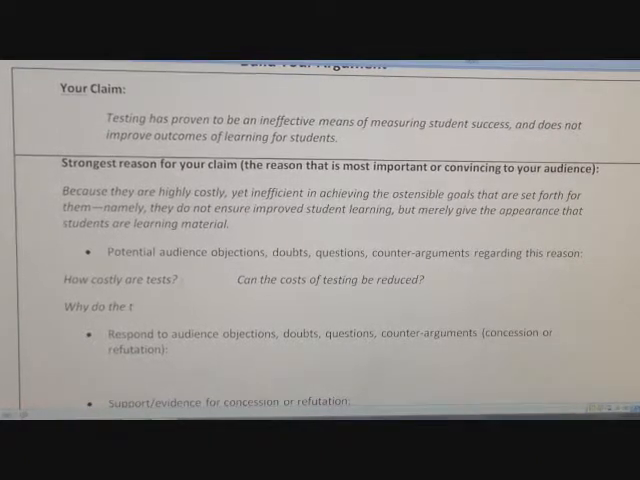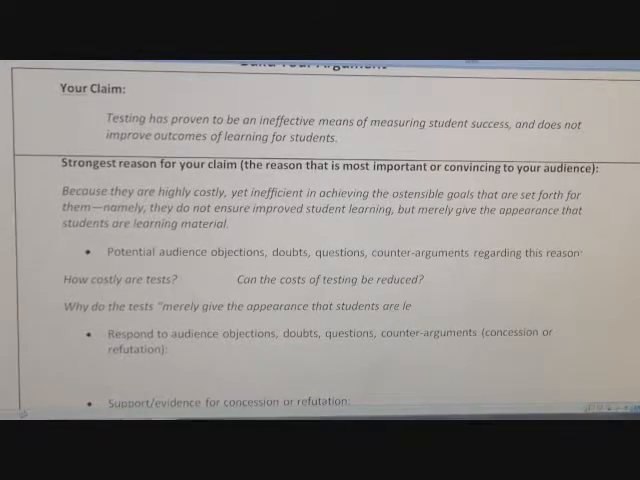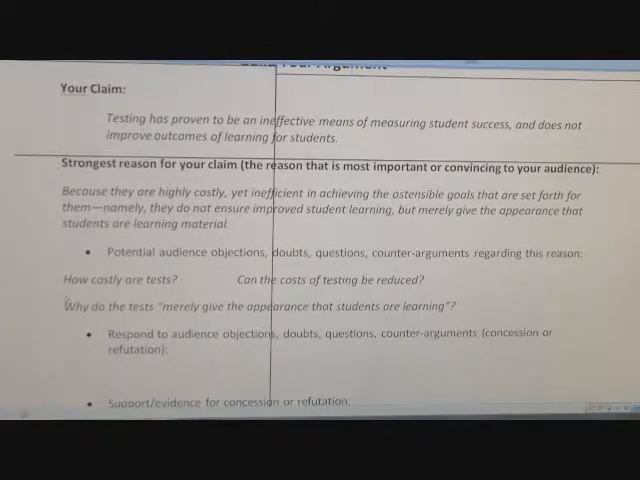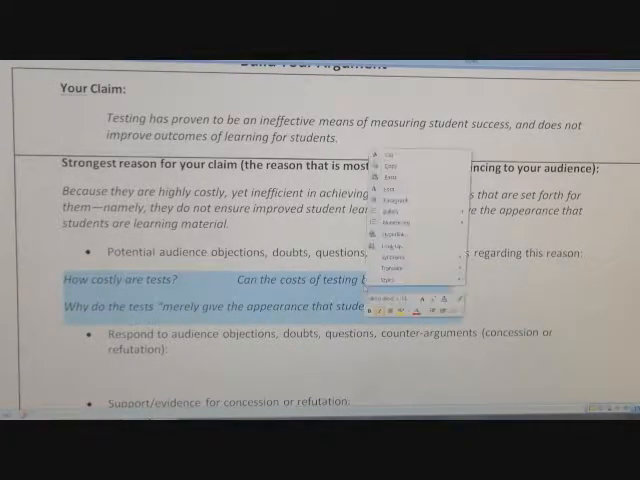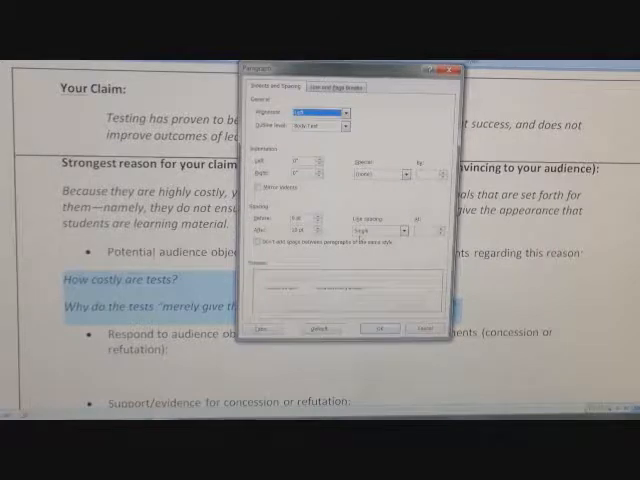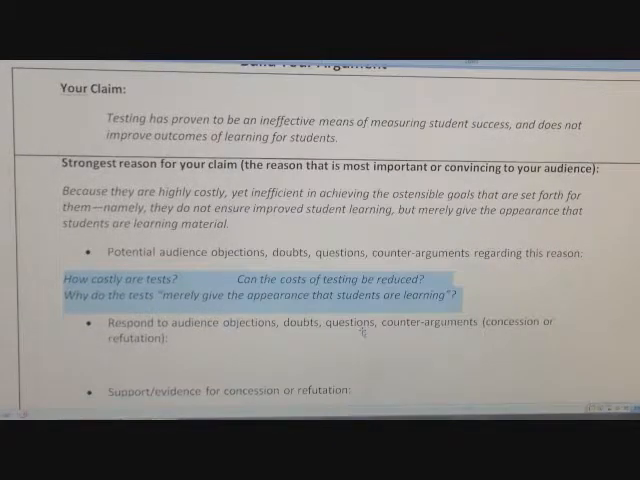Why do the tests merely give the appearance that students are learning? In other words, the audience might doubt that what I have said is true, and that the tests allow students to kind of fake their way through. So it would, oops, sorry about that. It would be on me again to hopefully try and demonstrate that somewhere in my essay. Okay.